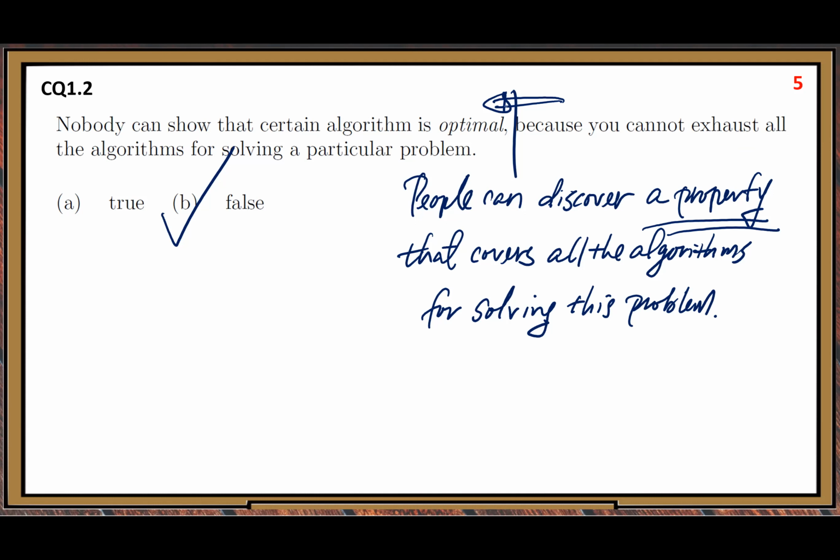So here you can see from the first 2 questions, our questions are pretty tricky. You need to really understand the materials well, then you can answer the questions correctly. Understanding is very important.